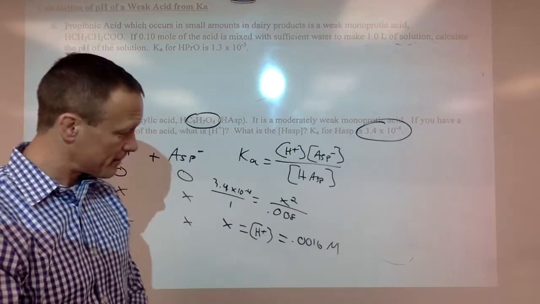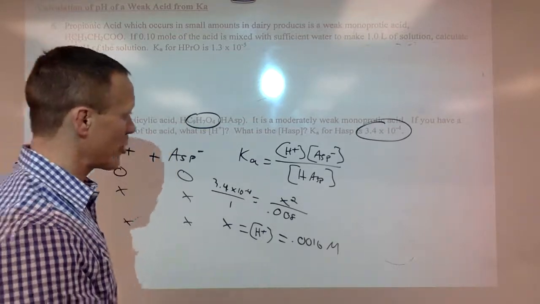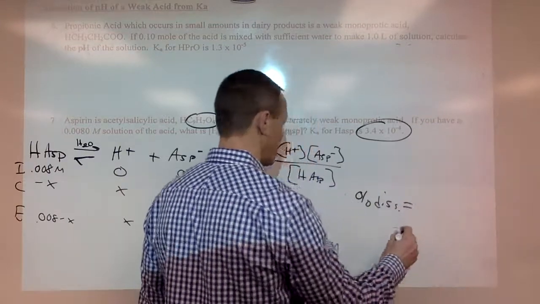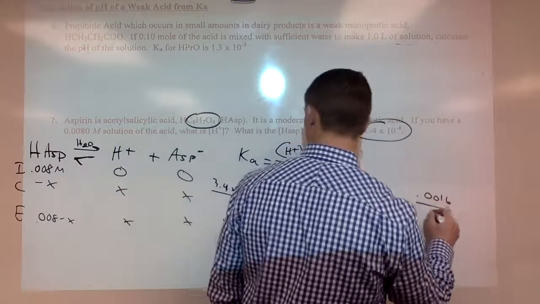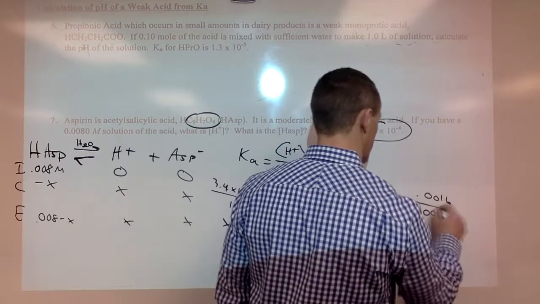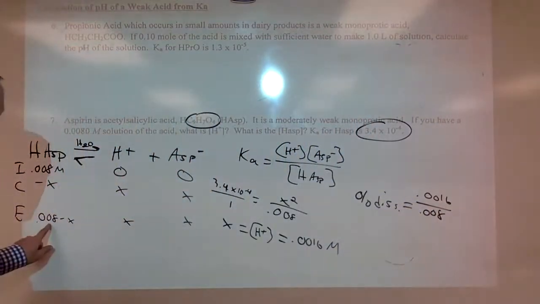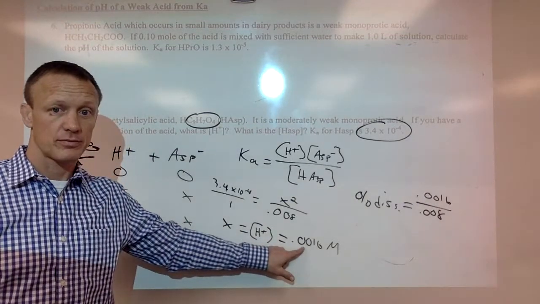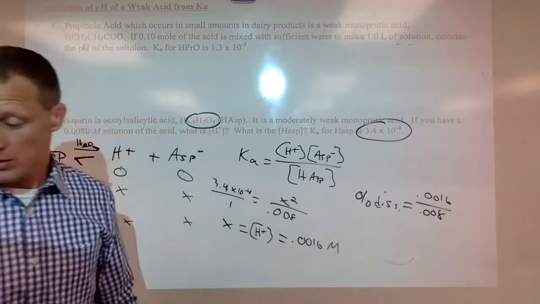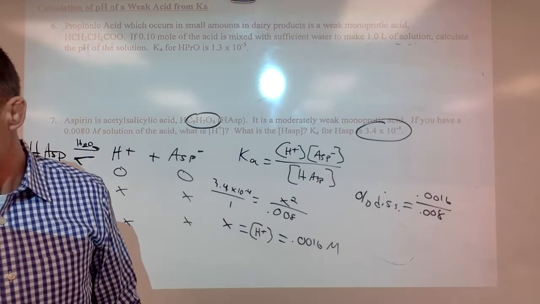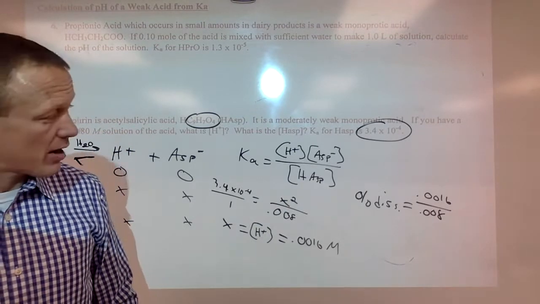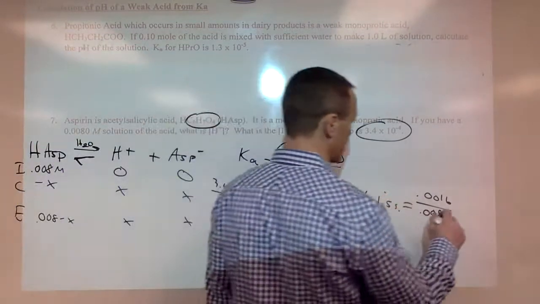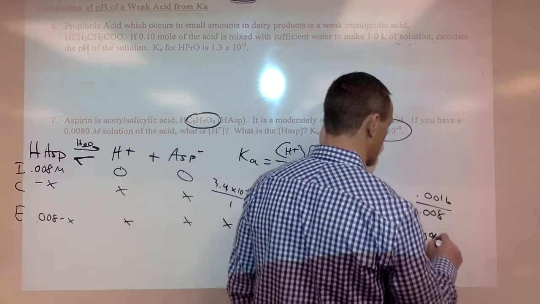Well, in this case, if we find our percent dissociation, it's 0.0016 over 0.008. So out of the original acid that was 0.008 molar, it produced that much H plus. So if we take 0.0016 divided by 0.008 and move the decimal over 2 places, that's 20% dissociation.